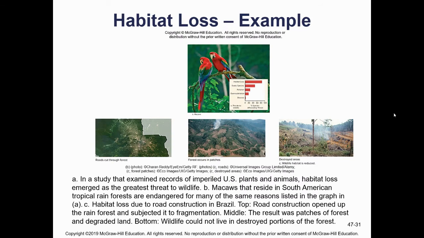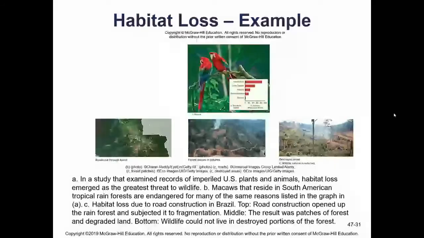So habitat loss, one of the biggest that everyone hears about that's in the news a lot is the loss of the rainforests. So as we lose rainforest, we lose species. A lot of areas of the rainforest have never been studied. We don't even know what species we're losing.